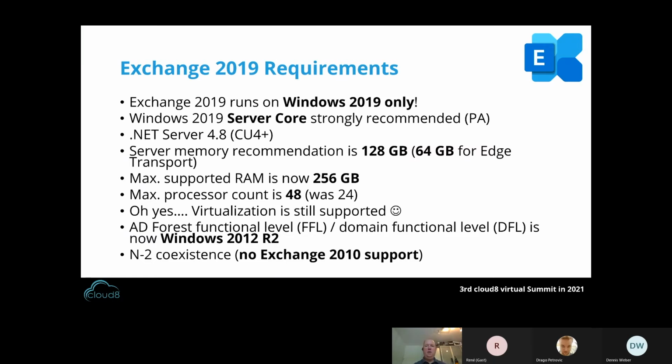Well, first of all, 2019 runs only on Windows Server 2019. That, of course, requires you to upgrade your Windows system or to install a new Exchange server with the latest Windows Server 2019 in order to upgrade that. Secondly, Server Core is strongly recommended by the preferred architecture as released by Microsoft.